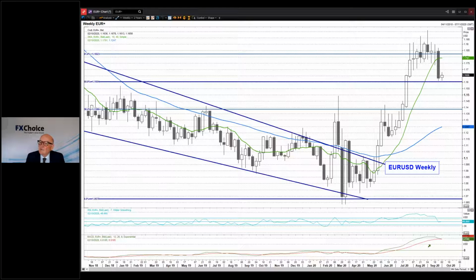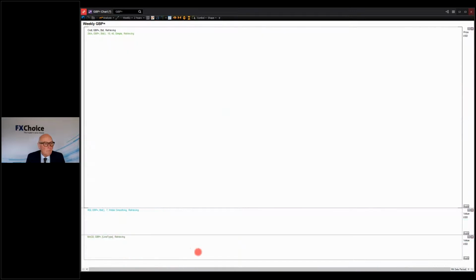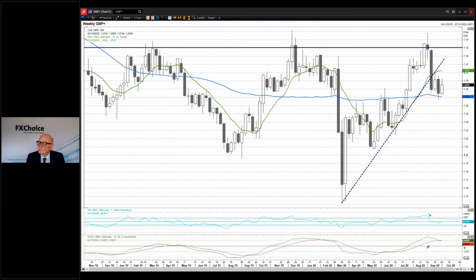Right, now next we're going to look at sterling. Cable. So you can see sterling on the chart, I hope now. Weekly GBP.